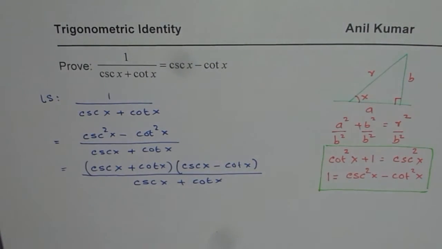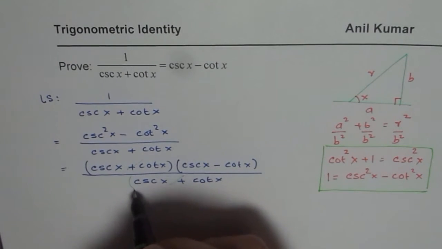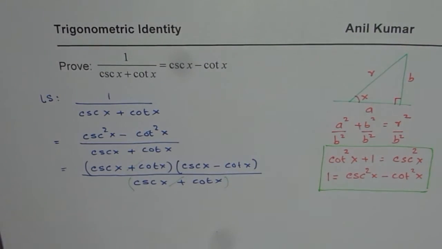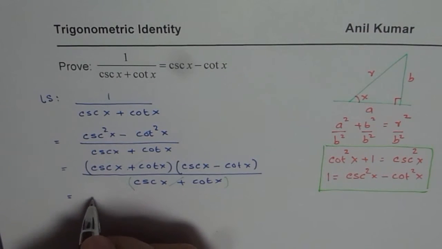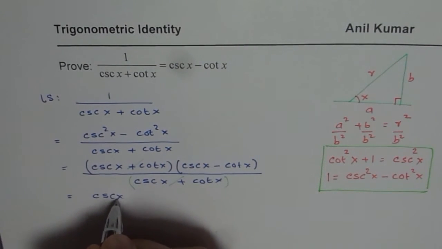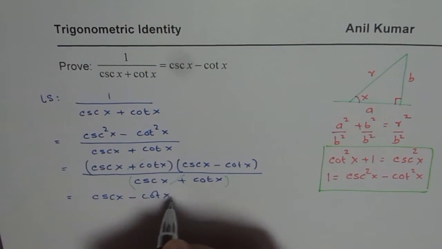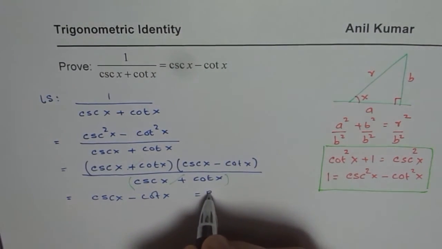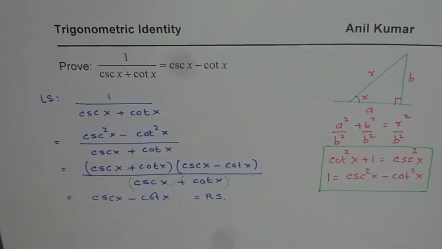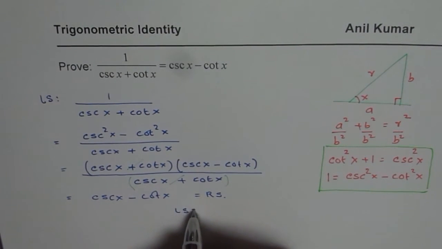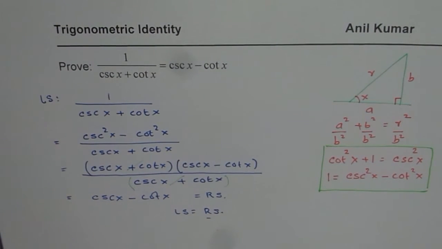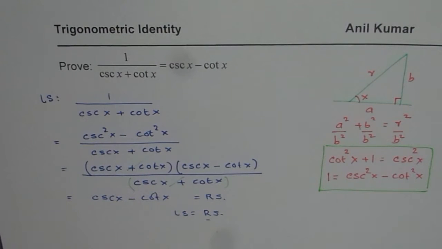Now from here you can cancel out the common factors. So these are the common factors which cancel out, and what you get is what you need, which is cosecant x minus cotangent x, and that is your right side. So now we have proven that the left side is equal to the right side, and that's the way to prove any trigonometric identity. I hope you follow these steps, and that is how these should be done, right? So remember your Pythagorean identities and then begin with trigonometric identities.